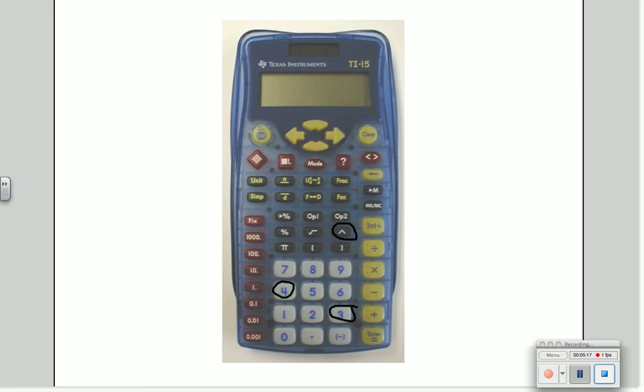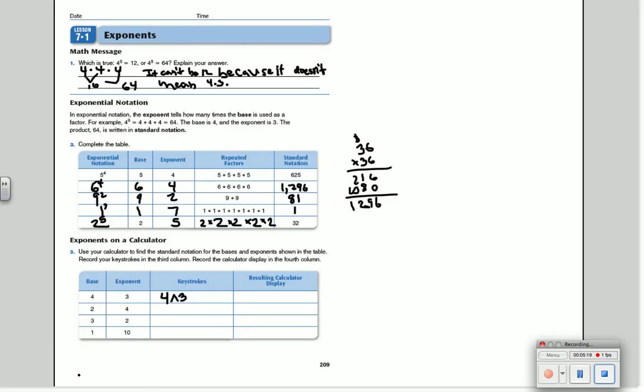Okay? So the keystrokes you'd write as 4, arrow, 3, and then I suppose you should put in the equal sign because that's how you actually get the answer. And of course, your answer would be 64. So the calculator should have displayed 64.